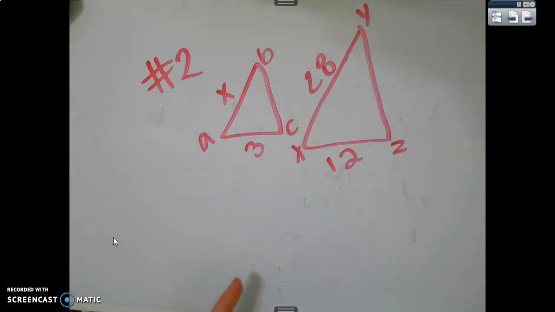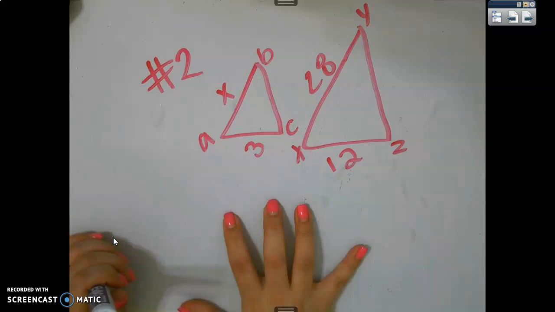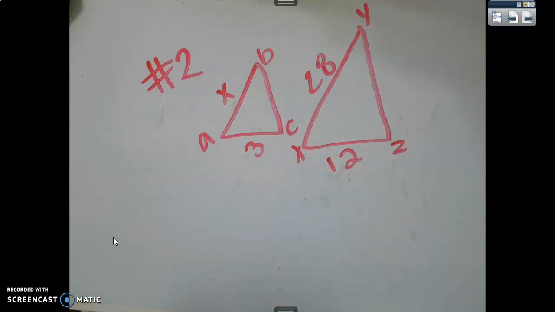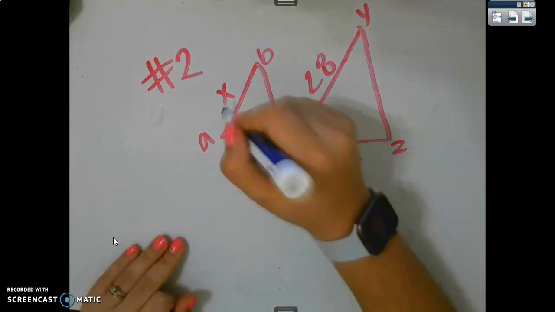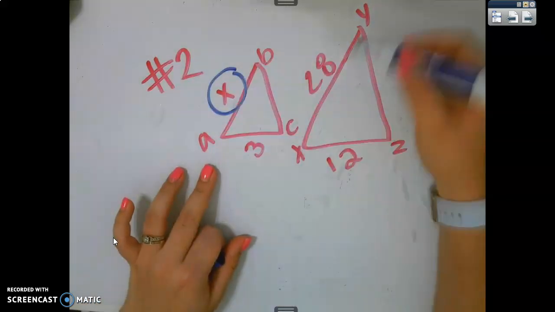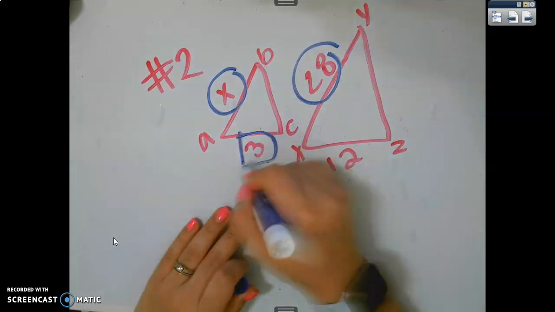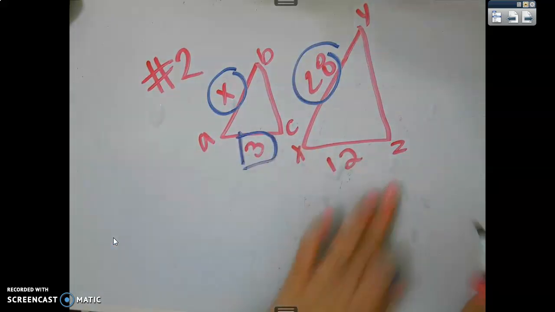Next you have problem number 2. You're still going to be doing the same thing. The first thing you want to do is match the sides. Make sure that you redraw them on a piece of paper and that you're matching the sides. Side A and B is going to match side X and Y. Side A and C is going to match side X and Z, right?